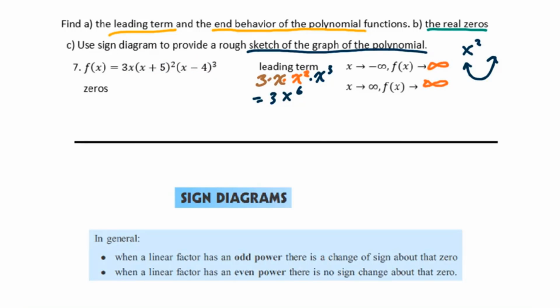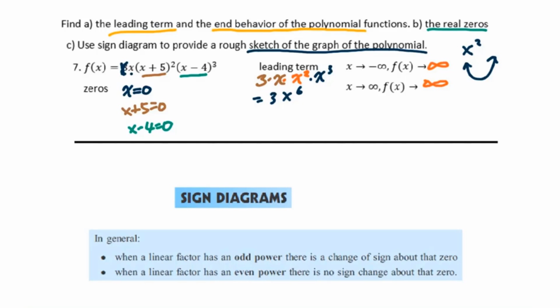Now let's figure out the real zeros. Still check each factor. Make sure each factor equals 0 to get a real zero. With 3, you cannot make 3 equal 0, so we ignore this 3. Then we go to this x. Yes, we can get x equal to 0. Now we go to x plus 5, so we make x plus 5 equal to 0. Then we go to x minus 4. x minus 4 equals 0.